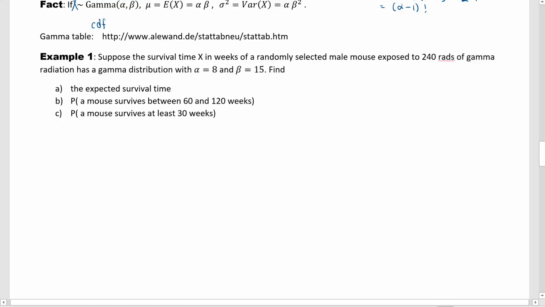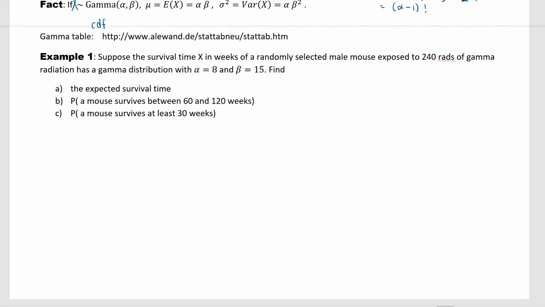Let's look at example 1. Suppose a survival time x in weeks of a randomly selected male mouse exposed to 240 rads of gamma radiation has a gamma distribution with alpha equals 8 and beta equals 15. Part A. Find the expected survival time.